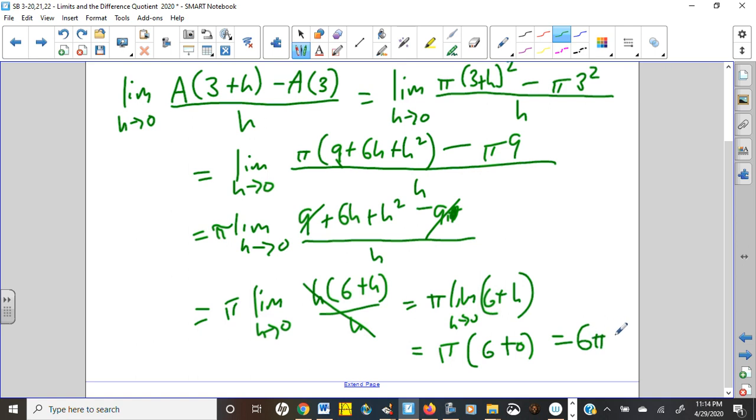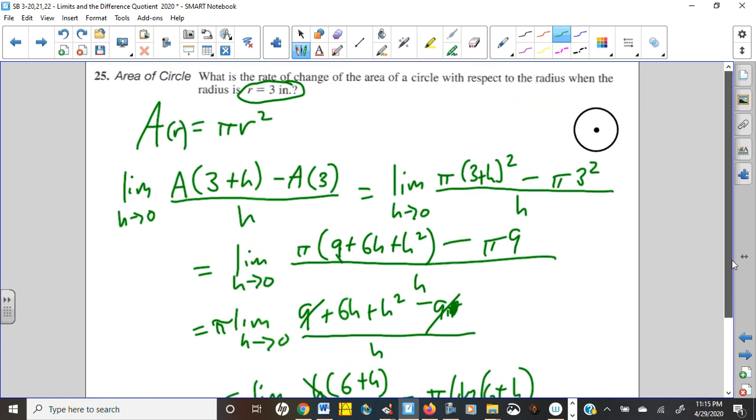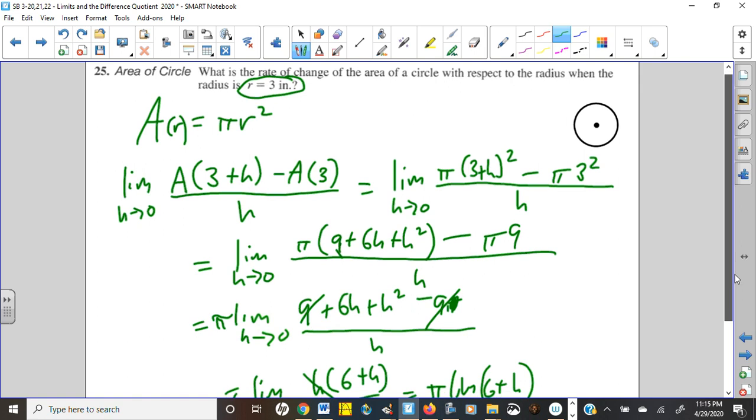And this would be 6 pi square, is it feet or inches? It was inches. Okay, so 6 pi square inches per inch of radius would be the rate. So exactly at a radius of 3, the area is changing by 6 pi square inches per inch of radius. And the bigger it gets, the faster the area is going to grow. But it's not a one-to-one thing. It's not growing by 3 square inches at 3 inches.